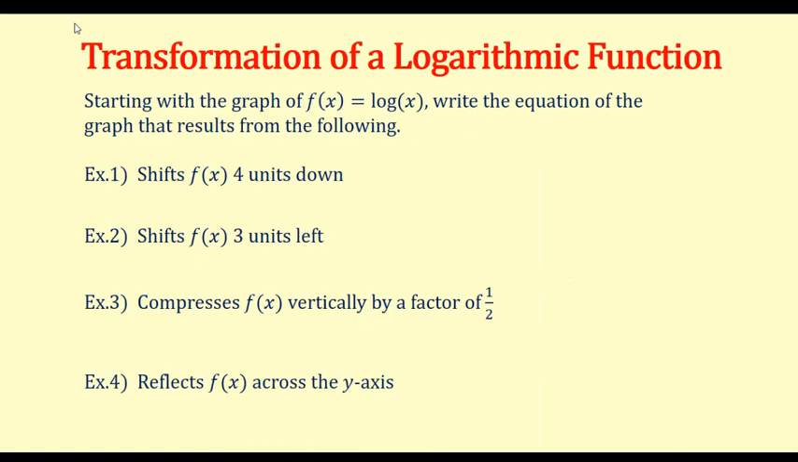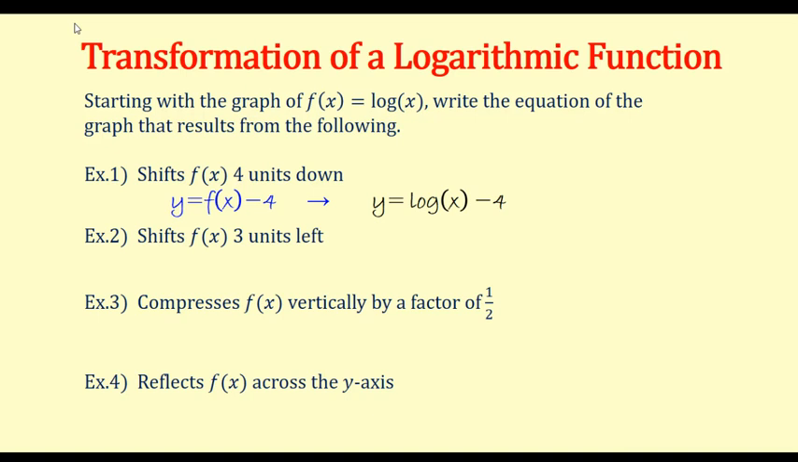Now let's try some examples. So starting with the graph of f of x is equal to log of x, we'll use that as our parent function. Write the equation of the graph that results from each of the following. So example 1 shifts f of x 4 units down. So that vertical transformation up and down is d. So we can say y equals f of x minus 4. Or we can say y equals log of x minus 4.